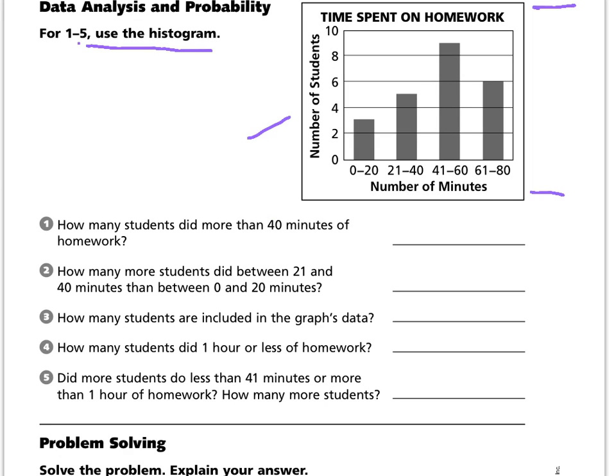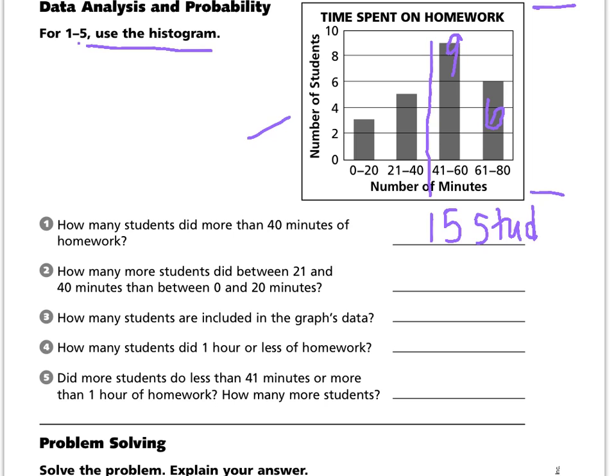Number 1, how many students did more than 40 minutes of homework? So I know that I need to count everything over 40 minutes, so I'm going to count everything to the right of the purple. And I can see that this is going to be 9, and I can see that 61 to 80 is going to be 6. So in total, that would be 15 students.